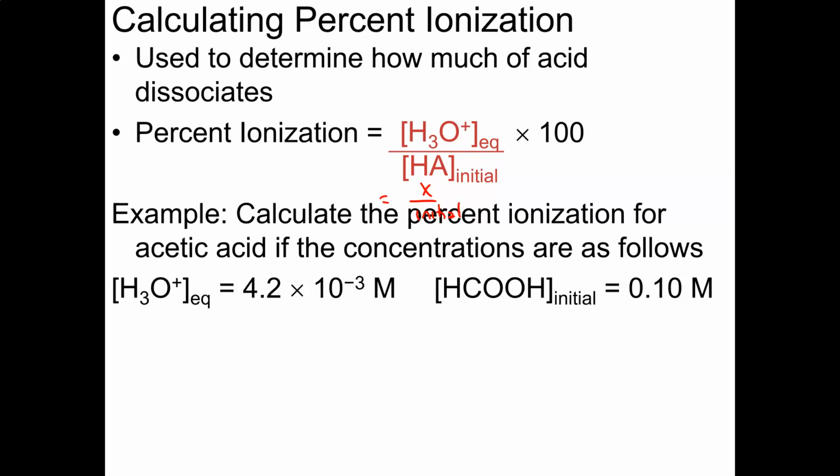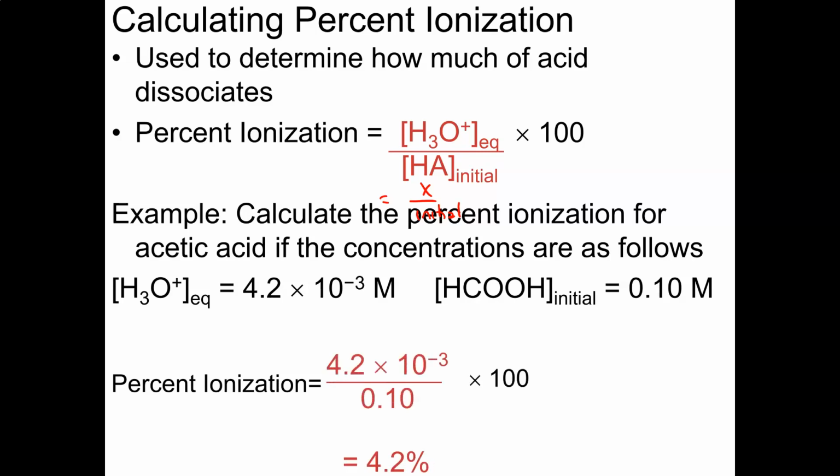So here's my values. Here's the concentration at equilibrium of 4.2 times 10 to the negative 3. All I gotta do is just plug and chug. 4.2%. So what does this mean in simple English? This is how much it breaks apart. This proves it's a weak acid. Only 4% of the weak acid dissociated. So yeah, that's very weak.